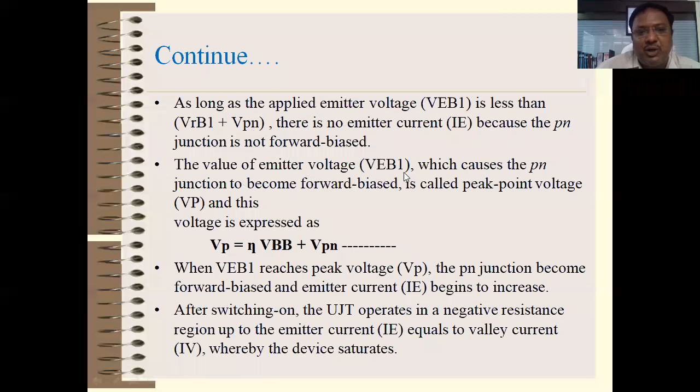The value of emitter voltage VB1, which causes the PN junction to become forward biased, is called peak point voltage. So the value of emitter voltage VBE1, which causes the PN junction to become forward biased, is called peak point voltage, and this peak point voltage is nothing but N VBB plus VPN.